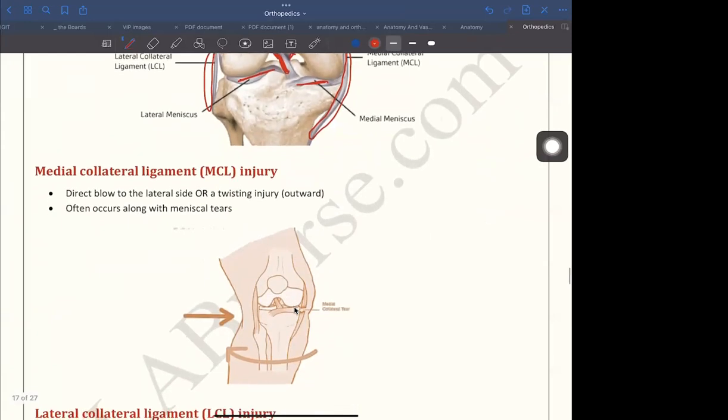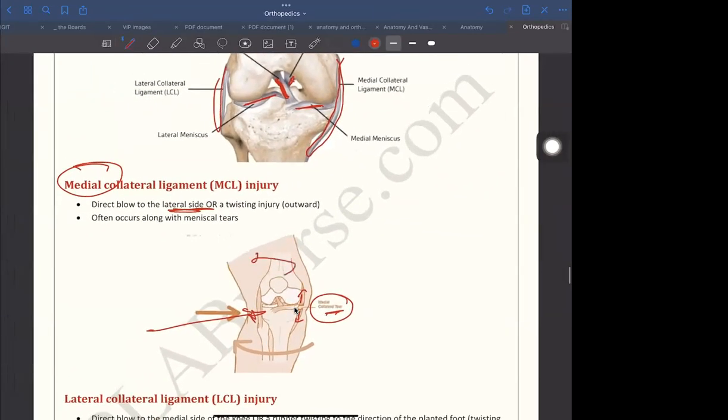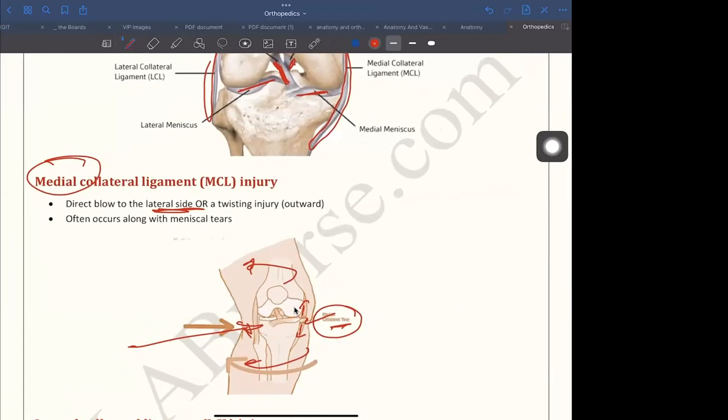Okay, medial collateral ligament injury. If this is injured, it usually happens on the medial side. So when you twist your knee to the other side, this one will be very stretched and it will come apart. So a direct blow to the lateral side, despite it being on the medial side, when you hit someone here, the knee will be twisted like this, and then it will be injured. It occurs along with meniscal tear as well.